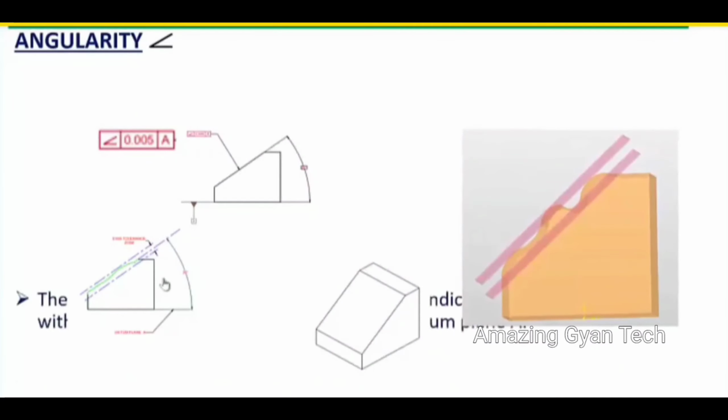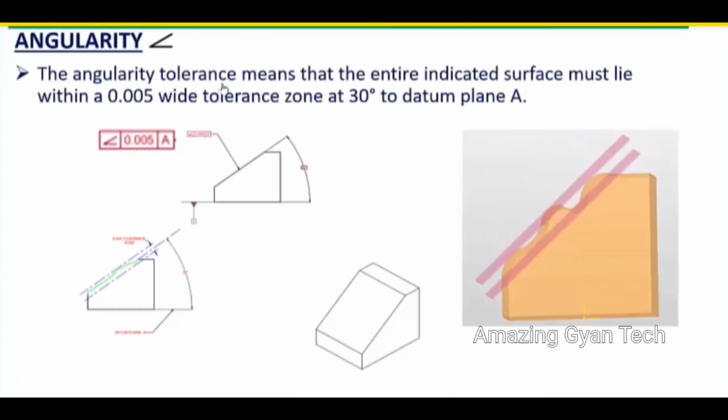So again, one more figure to explain this. The angularity tolerance means, in this case, the entire selected surface should lie within a tolerance zone of 0.005 with respect to datum A. So at an angle of 30 degrees they have created this.